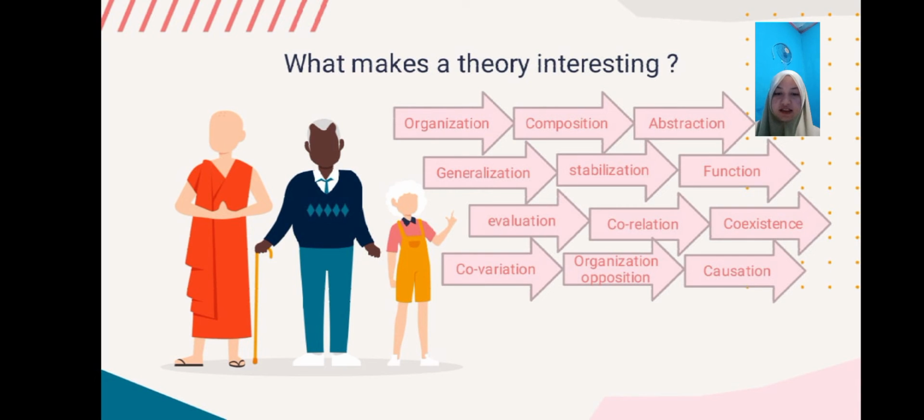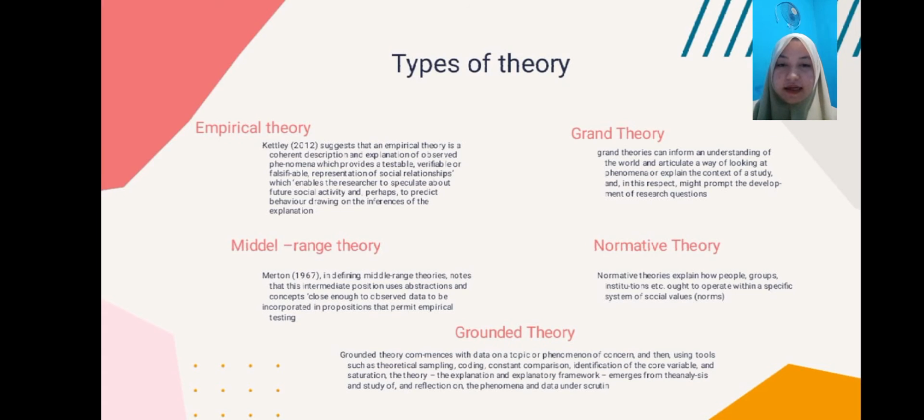The next is abstraction, and then generalization and stabilization. We need to stabilize the composition of the theory itself. And the next is function. The theory needs to have a function. And then next is evaluation. The next is correlation. The next is coexistence. And the next is covariation. And then next is opposition. And the last is causation. These are the important things to make a theory interesting and make the reader excited about what we made in our theory.